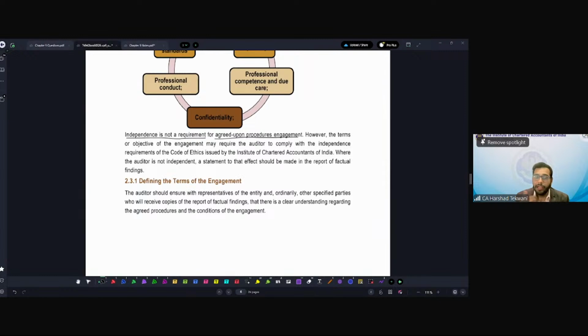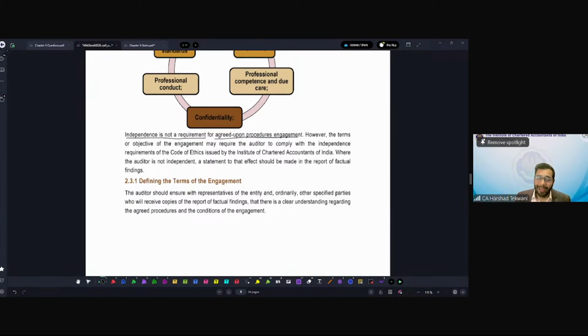So whenever we issue a report, let's say an audit report, you specify that you have complied with the standards on auditing. Let's say you are performing agreed upon procedures and you have followed some principles which are there in the standards on auditing. Perfectly fine. You can do that, provided that you also comply with SRS 4400.